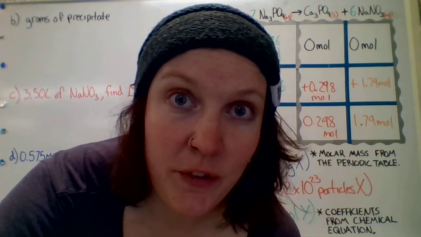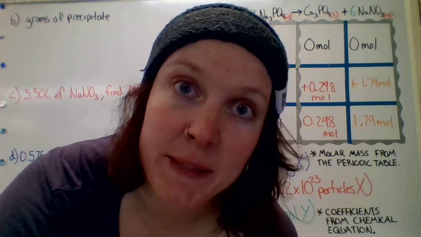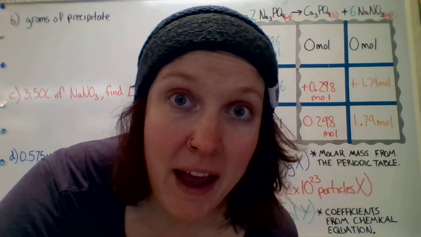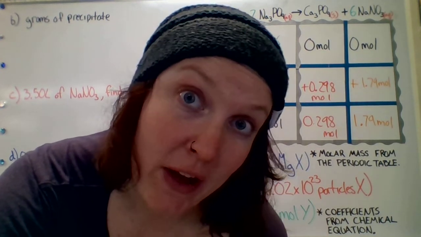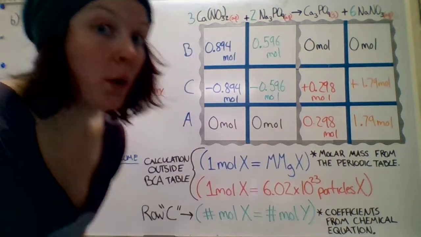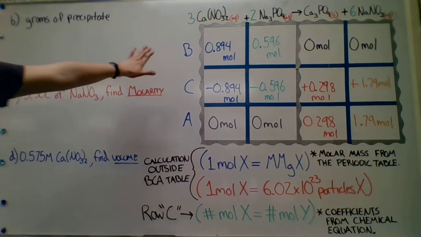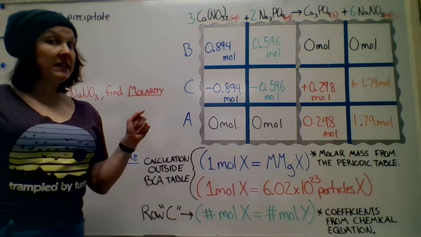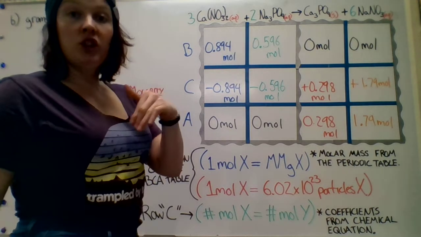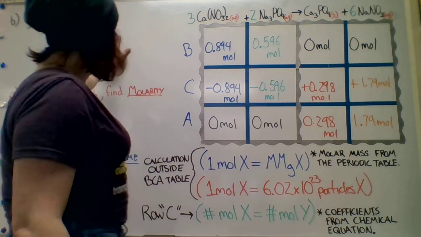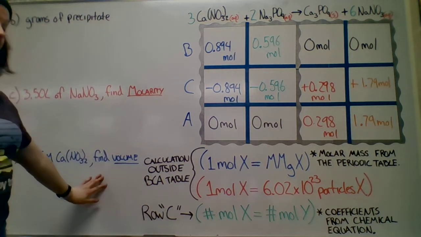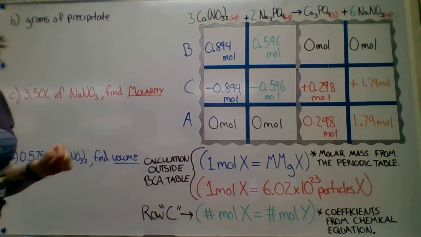We're going to go ahead and finish up question number 1, letters B, C, and D. Have that scratch paper out and get ready to follow along with me. So, we've already filled out our BCA table. We did that in the previous video. We have all the information that we now need to calculate B, C, and D to question number 1.